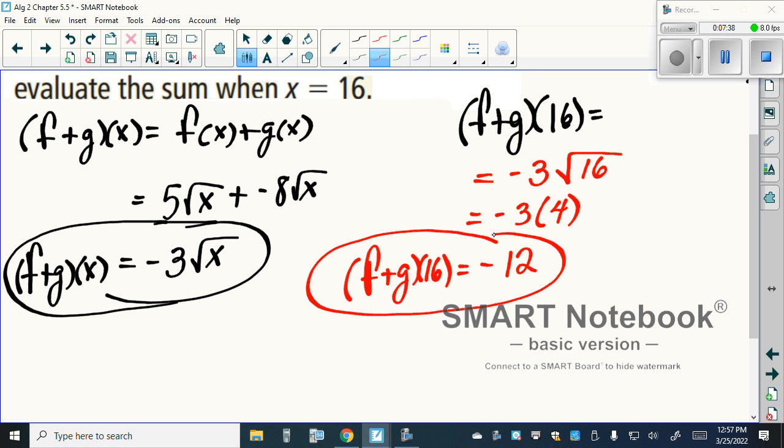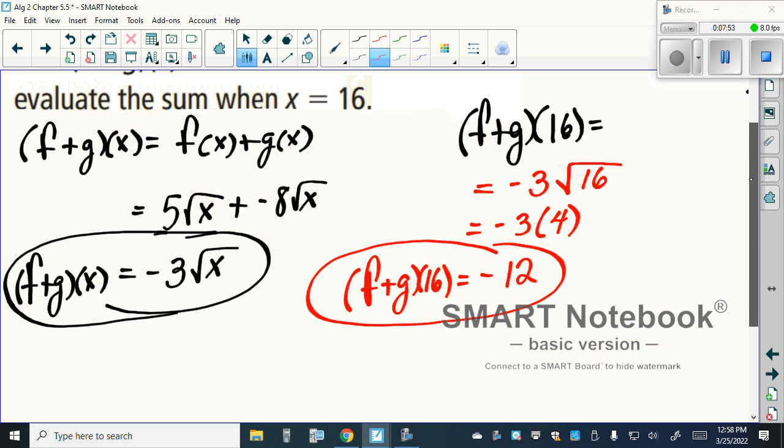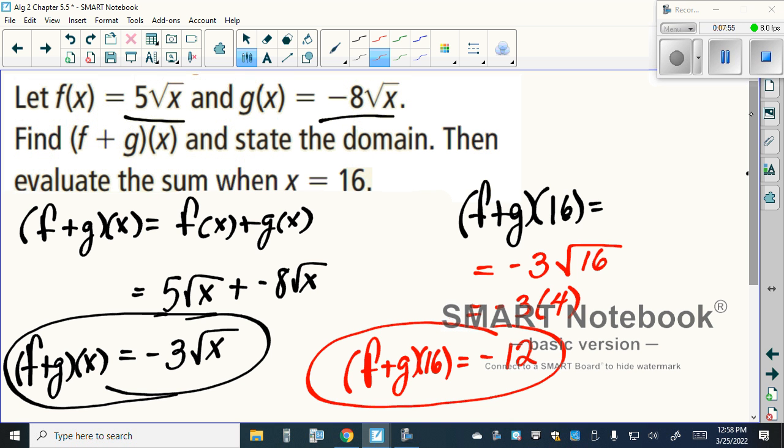Any questions on this here? Good. So for this here, I mean, the addition, subtraction of functions is not bad because we're just adding or subtracting the like terms and combining them, and then we can plug in a value for x to simplify.